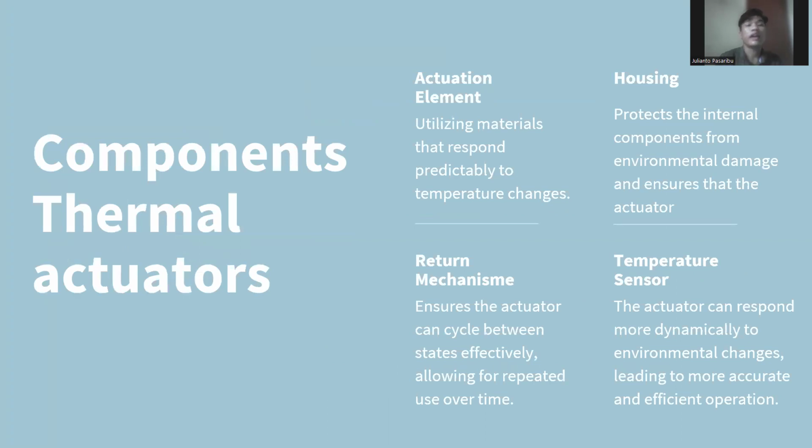Okay, other than that, the components of a thermal actuator. Number 1 is actuator element, utilizing material that responds predictably to temperature change. Number 2 is housing. It protects the internal components from environmental damage. Number 3 is return mechanism. It ensures the actuator can cycle between states effectively, allowing for repeated use over time. The last is temperature sensor. The actuator can respond more dynamically to environmental change, leading to more accurate and effective operation. These are the components of a thermal actuator. Let's go to the next slide.